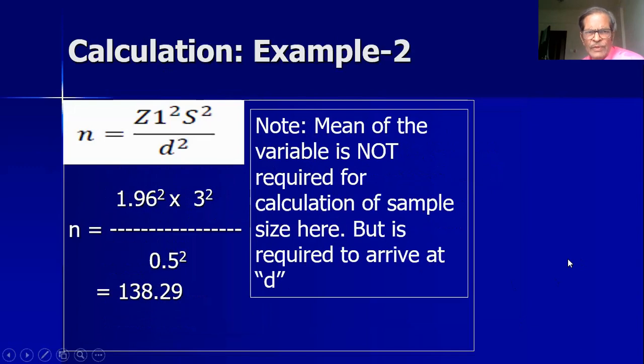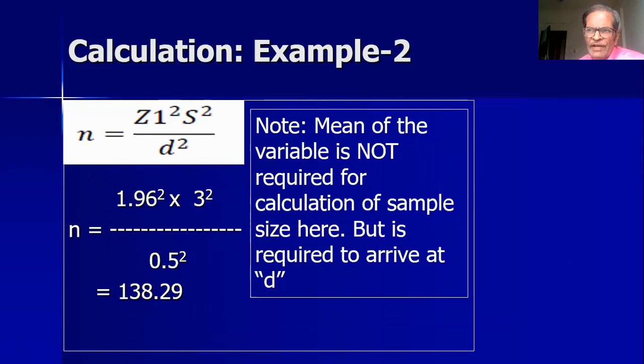So this is how we calculate the sample size. n is equal to Z squared times standard deviation squared divided by precision squared. So 1.96 into 3, where 3 is the standard deviation, and 0.5 is the precision that we are expecting. The value is 138.29, so you can round it off to 140. So 140 individuals randomly drawn and their hemoglobin will be measured.